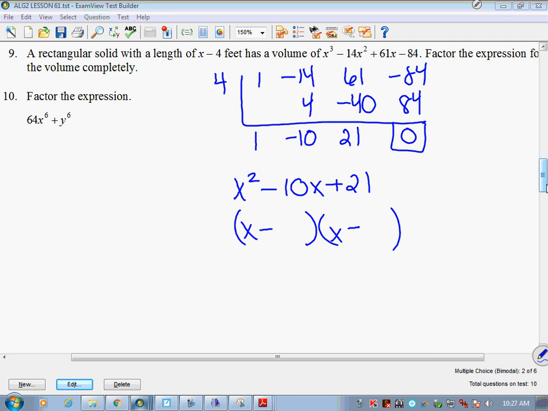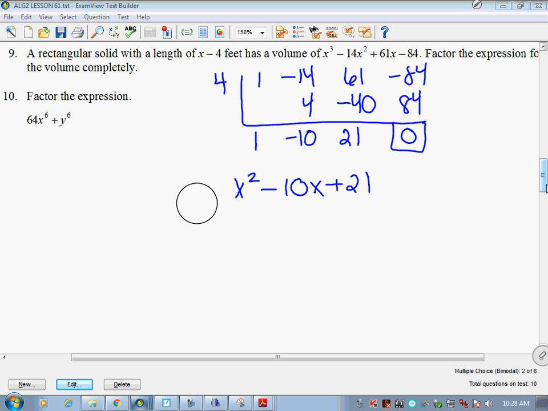Okay, there's only two things I can do, which are positive and positive, negative and negative. If I've got negative in here, I know I've got to use negatives. All right, things that multiply to be 21 but add up to 10. 7 and 3, which means our three factors are x minus 4, x minus 7, and x minus 3. Those are my three dimensions. Does that make sense? Okay, we can do that.